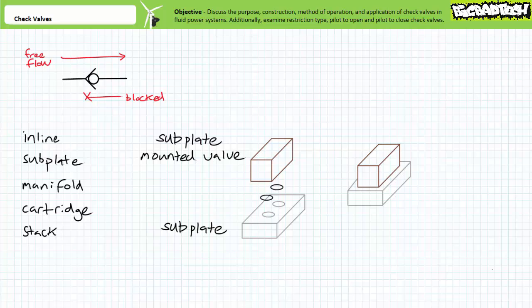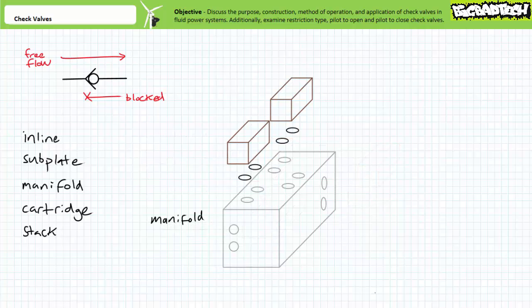A technician will lock out and tag out the system, remove a couple screws, pop off the old valve, pop on a new one, tighten a couple screws, and return the system to service, all without causing more problems. The old subplate mounted valve can be repaired or rebuilt and returned to stock.